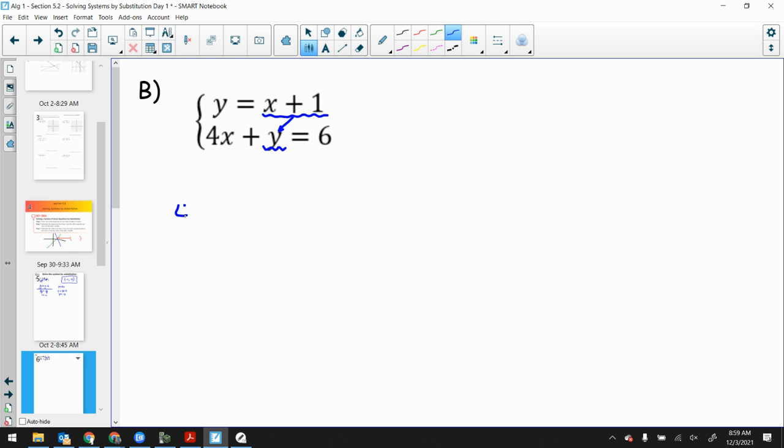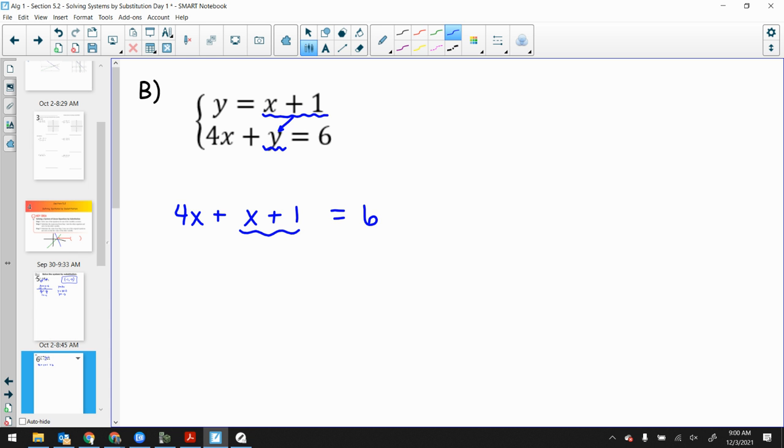So here's my second equation. Now watch here. I'm going to do this from time to time, but you don't have to do this on your page. I'm just showing you what this principle really is. That was my original second equation, right? 4x plus y is equal to 6. So what I'm going to do is remove y, and in its place, write the equivalent statement to x plus 1. And now I can solve this equation.